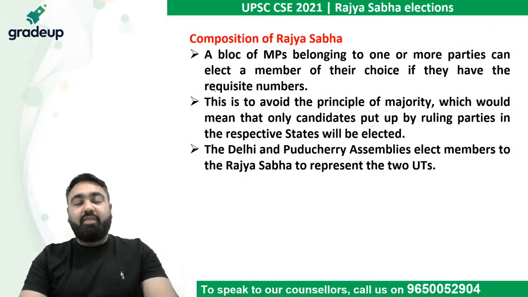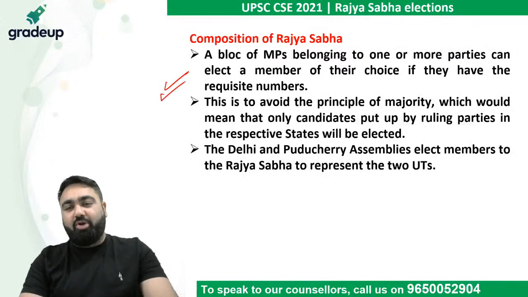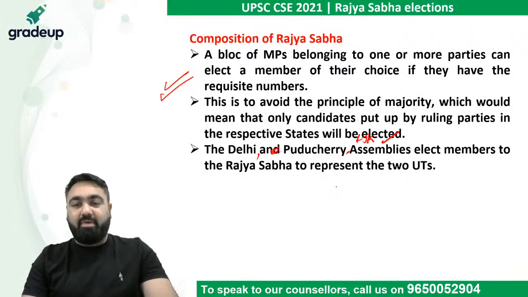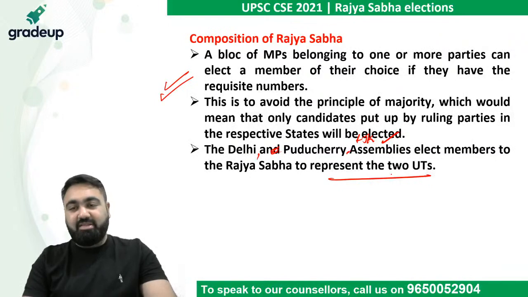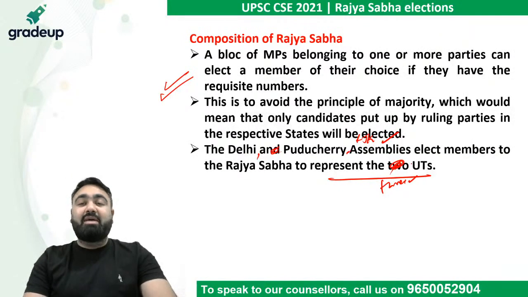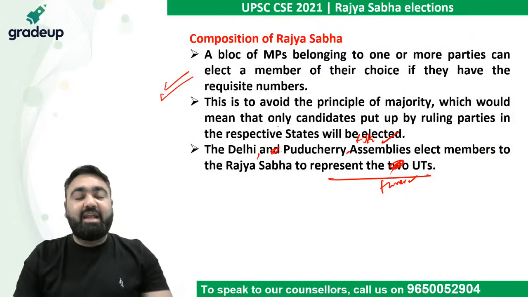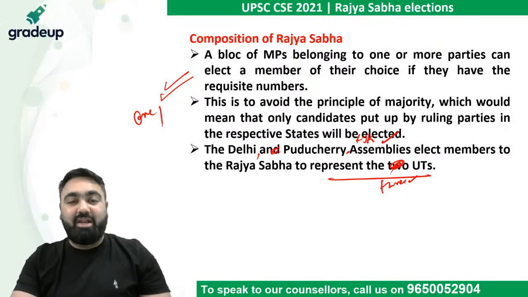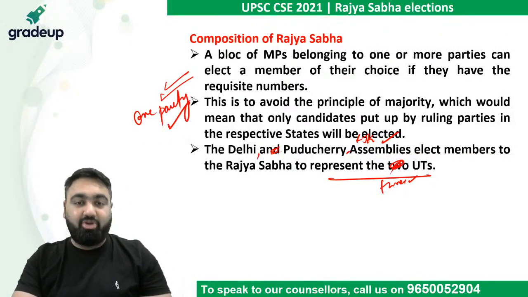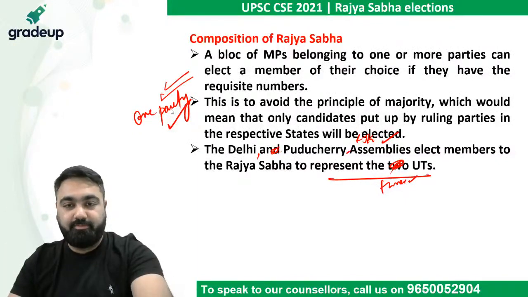Now, the Rajya Sabha has a very varied composition. As I said, Delhi, Puducherry, and Jammu and Kashmir also now elect members to the Rajya Sabha. These are the only three union territories that do that. Now, Rajya Sabha is formed in such a way that it is difficult for any one party to get a majority in the Rajya Sabha because the state legislatures vote.